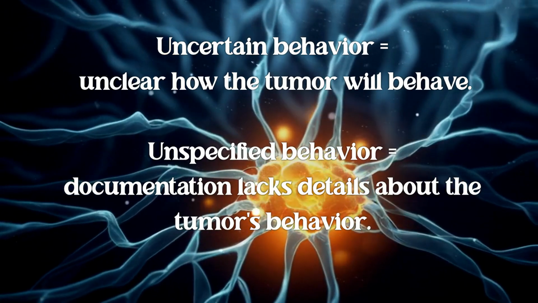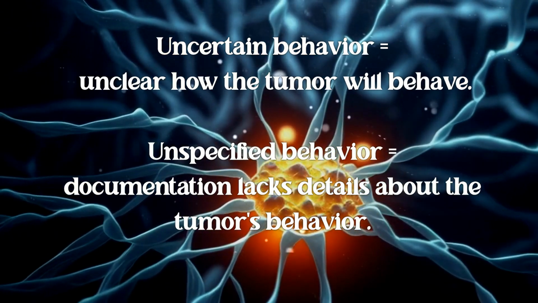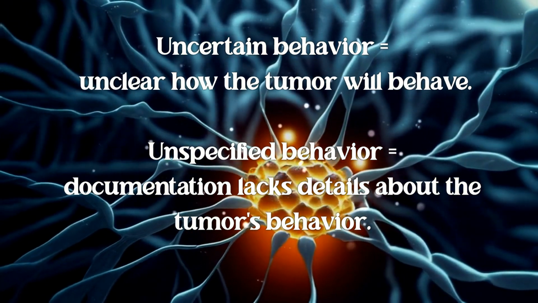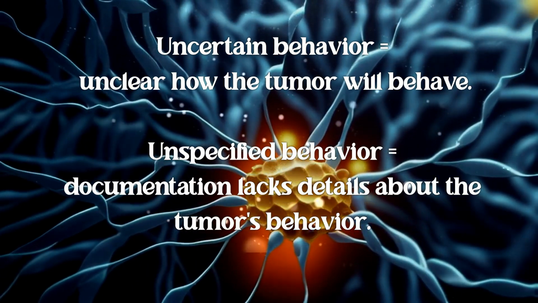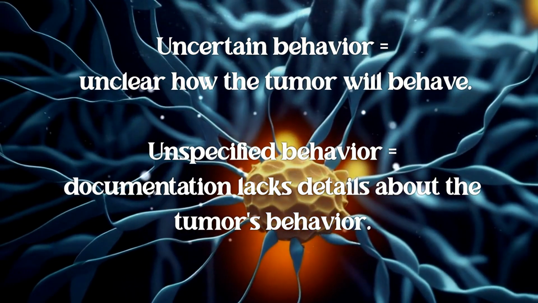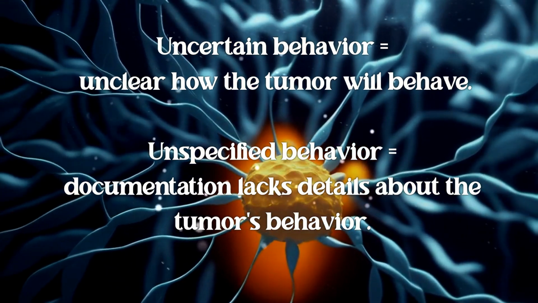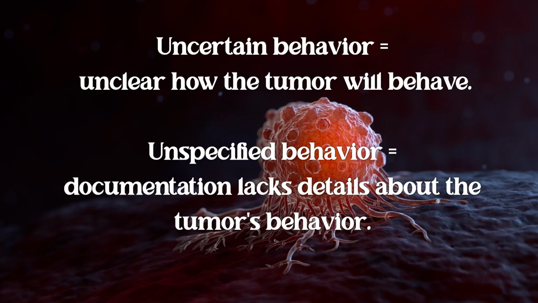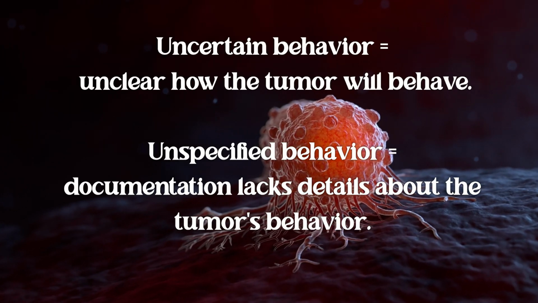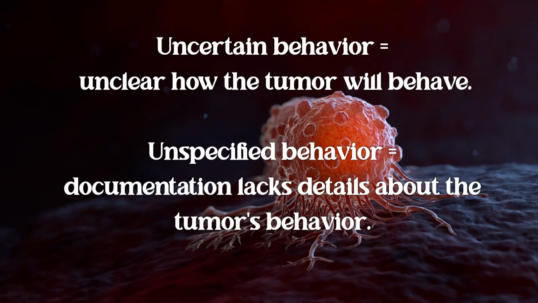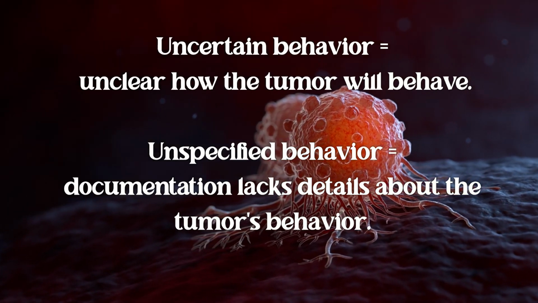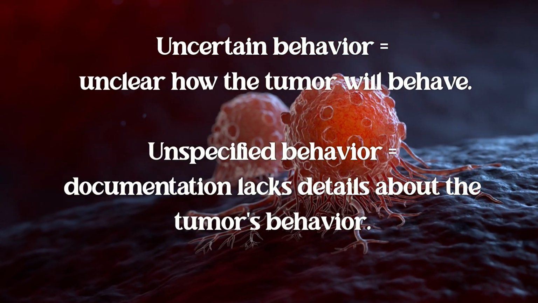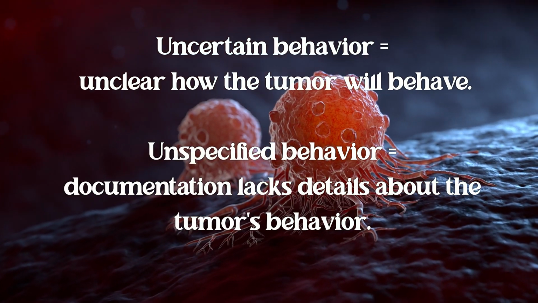Unspecified behavior occurs when the medical record doesn't provide enough information to determine the tumor's behavior. It doesn't mean the tumor's behavior is ambiguous like an uncertain behavior. Rather, it indicates a lack of detail in the documentation. This often happens when a clinician notes the presence of a tumor but doesn't specify whether it is benign, malignant, or uncertain. In such cases, coders must use a code from the unspecified behavior category in the neoplasm table.